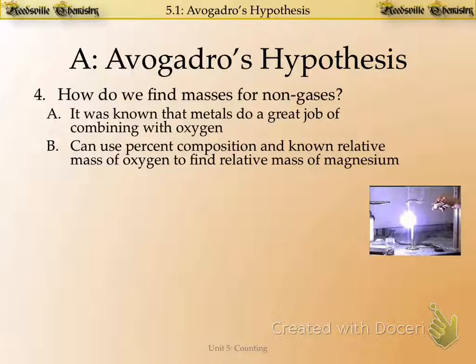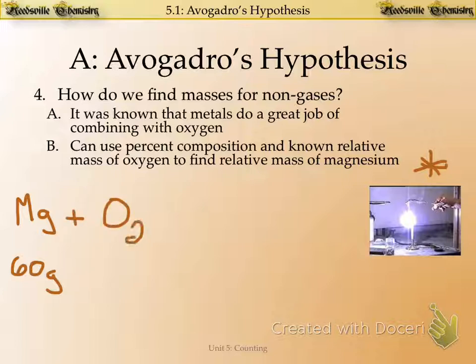And here's how we do that. Let's say, for starters, that we have a sample of 60 grams of magnesium. So here's our magnesium, and we have 60 grams. And we burn that magnesium. It's actually a really cool reaction. This is the reaction over here. It's a picture of it. It's really, really bright. We burn that magnesium. And we do so in oxygen.